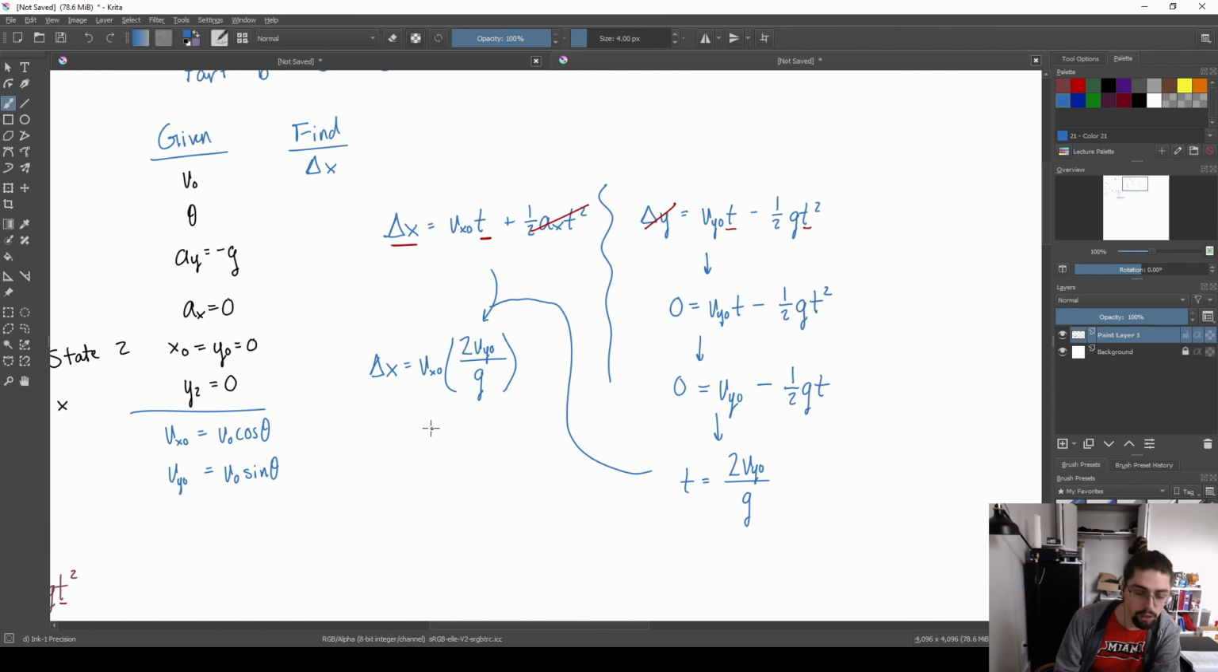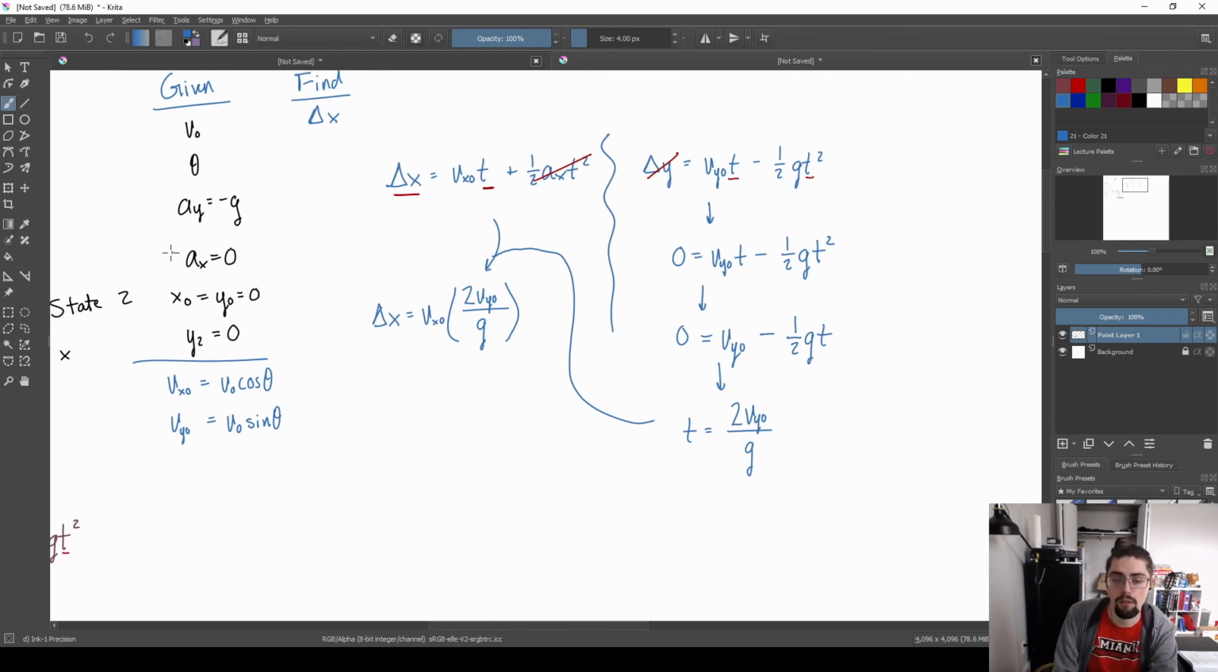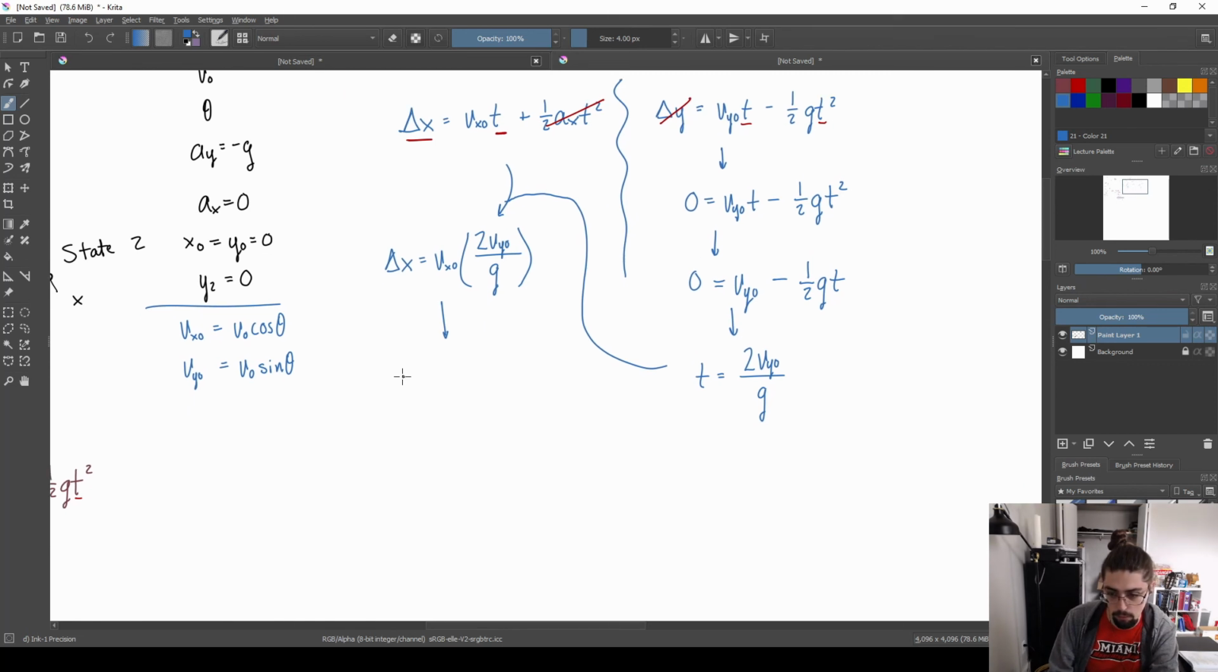Now, as a quick reminder, we do want to put this into only variables that we actually know. So I can't leave this as vx naught and vy naught. I have to plug in for my given variables: v naught, theta, g, things like that. So I'm going to take this another step down. Delta x should then be 2 times v naught squared cosine of theta sine of theta, divided by g. Oh no. Oh no, we made an ugly equation. Oh no.